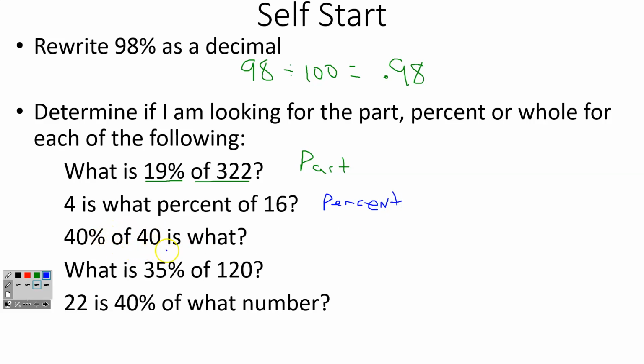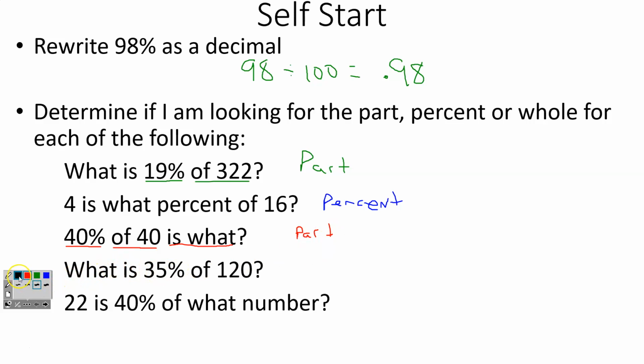Next: 40% of what? 40 is what? Well, I see my percent sign, so we know it's not the percent. I'm going to look for the part, look for the word is. It says is what? And then I see the word of 40. So is, that's my part. It says is what? So again, I'm looking for the part.